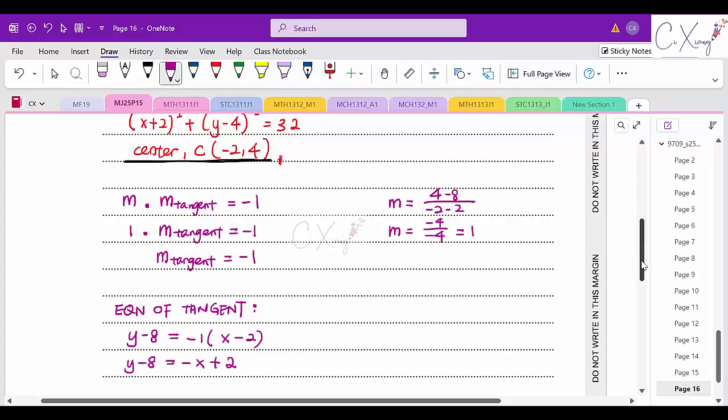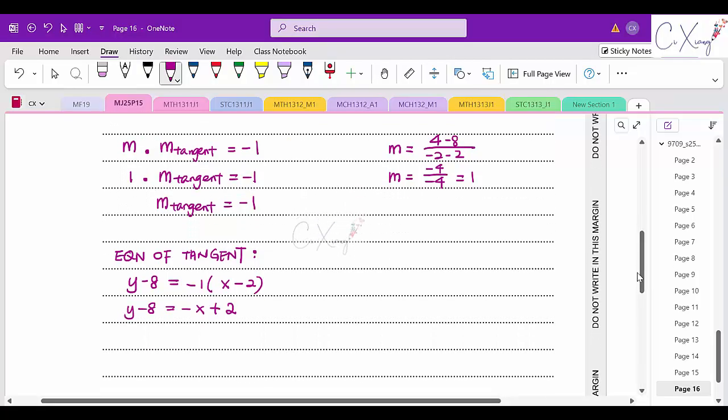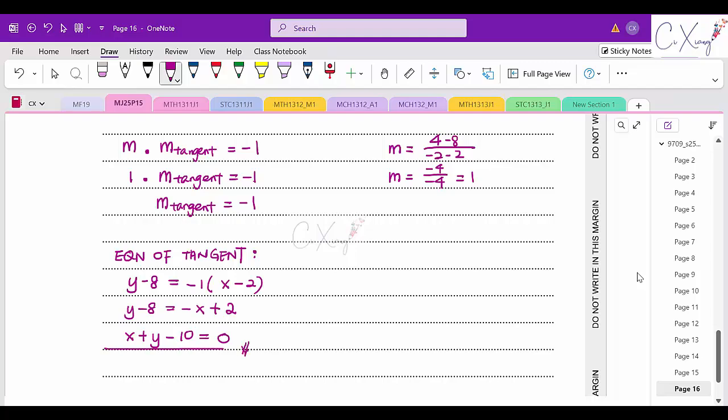Okay, and then after that, read the question one more time. They want us to rewrite our answer in terms of the general formula, right? So it should be x plus y minus 10 equals 0. So please follow the final answer form that the question requested, right? They want us to put our answer in this form. Okay, so this is what we have for the equation of the tangent.